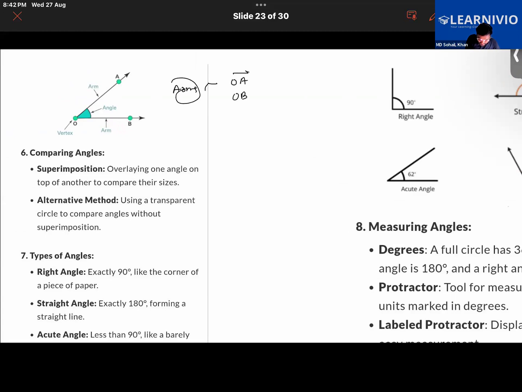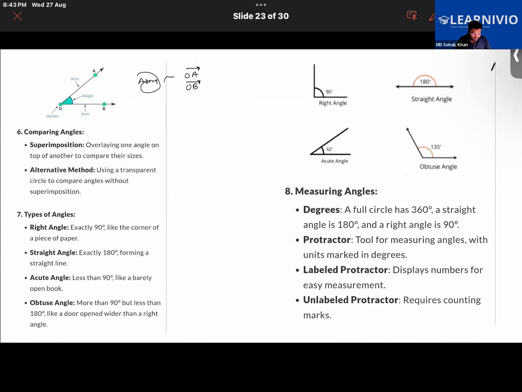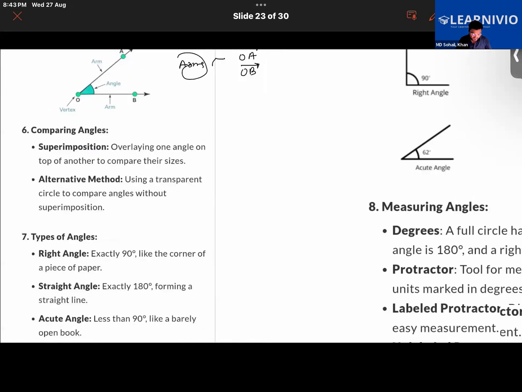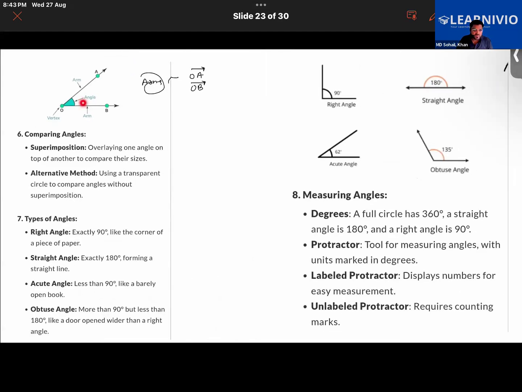And since they are rays, we are going to denote them like this now. The symbol of arrow is written on top of it. Okay. Good. Further, we can compare the angles by the method of superimposition. In this method, we try to overlay one angle over another angle in order to compare their size.